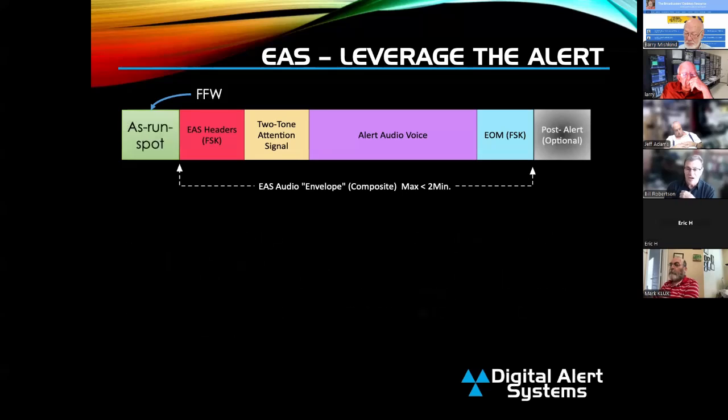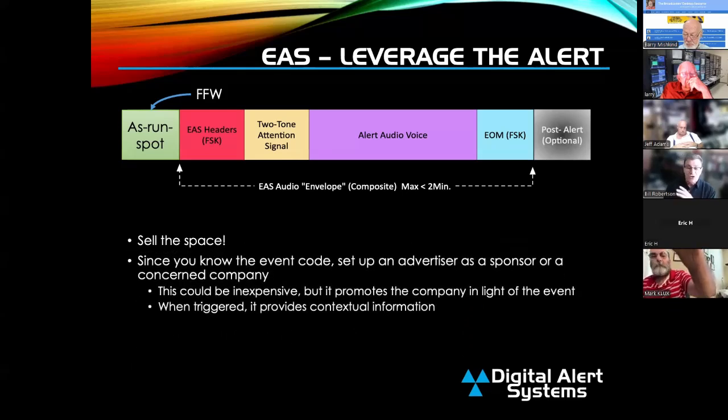So what's going on with that? Here's another example. Let's do a flash flood warning. One of the things we can do is actually sell this space. Remember, it's not inside of the alert, and people say, oh, you're sponsoring an EAS event. No, we're not. What we're saying is there's something around here that could make sense. Sell that space. Since we know the event code, we could set up an advertiser as a sponsor. It could be inexpensive to the advertiser because it's basically called run of schedule. You set up a spot that is catch as catch can. You don't have a fixed time position. You don't know when it's going to happen.